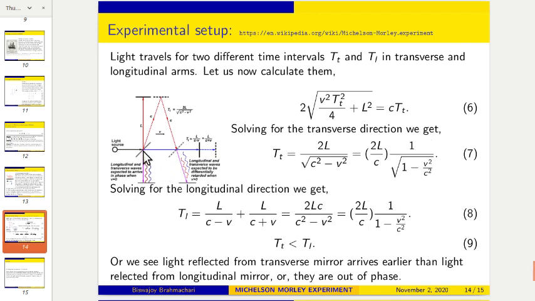That means the two light beams, one is transmitted, another is reflected, they will be out of phase because the time of travel is different. That means the central fringe cannot be a bright fringe, because a bright fringe is obtained when they are in phase. So if it is out of phase, there will be a fringe shift. That fringe shift had to be detected by Michelson and Morley with this interferometer.